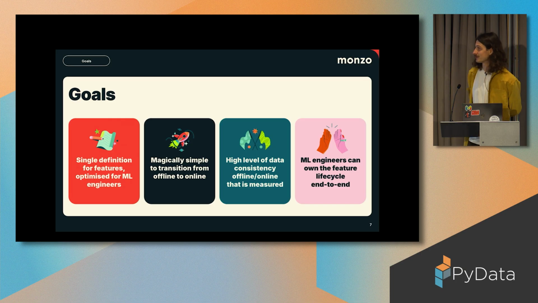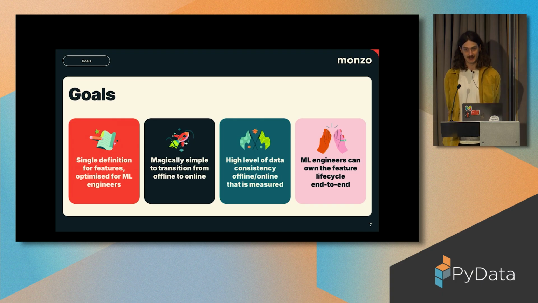This was causing a lot of friction when trying to go to production, and we set up with these 4 goals. The first one was we should have a single definition for machine learning features, and it should be optimized for the ML engineers. This is crucial because a lot of the prior work that we have within Monzo was optimizing how we can make it easy for engineers to create features.